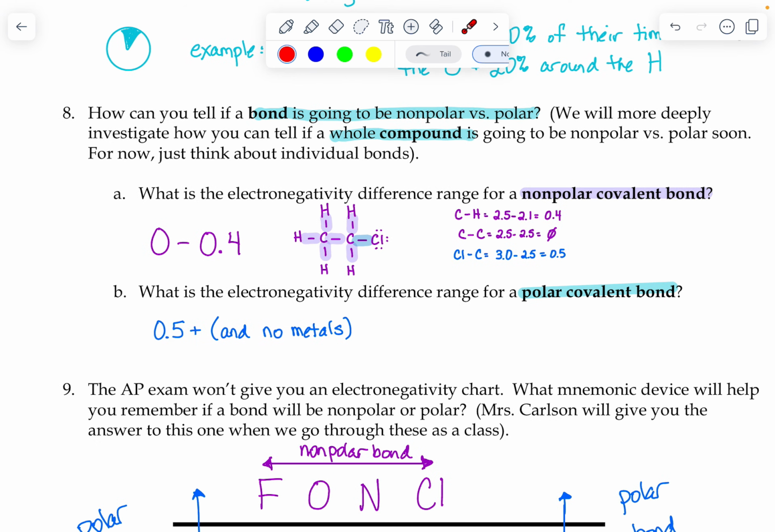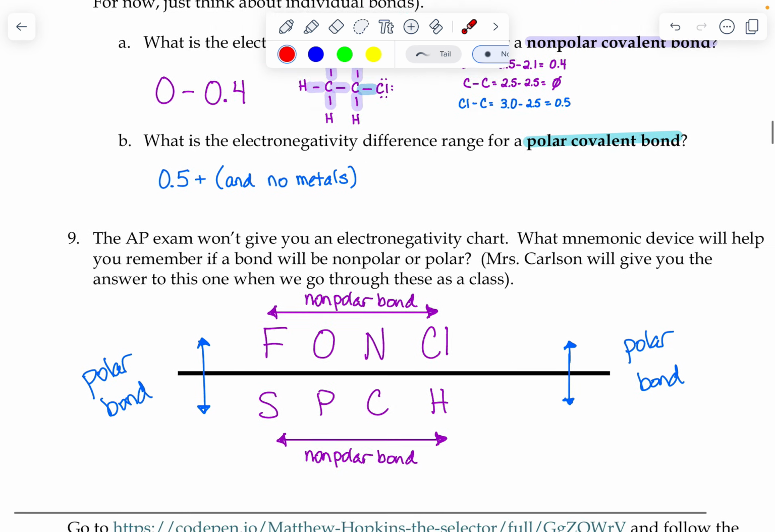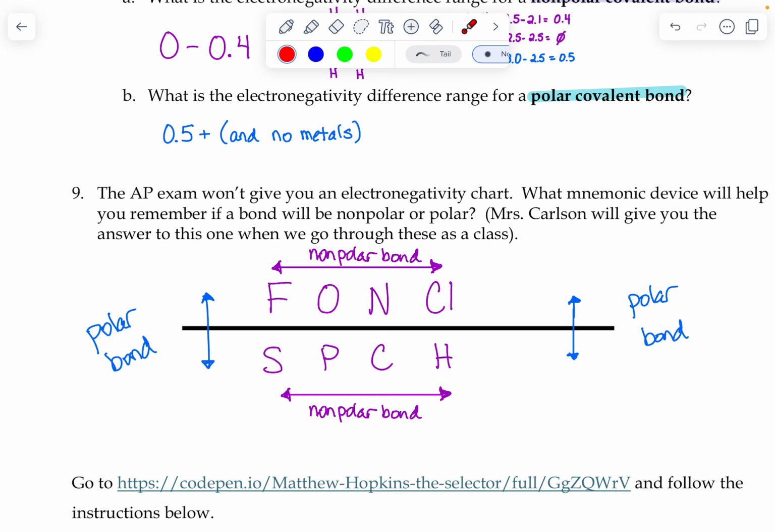But for this last bit, unfortunately, the AP exam does not give you an electronegativity chart. So how are you going to know if a bond is going to be polar or not? I have this little mnemonic device. I'd like you to think of a couple words here: phone call and speech. Phone call, if you want to spell it out phonetically, F-O-N-C-L: fluorine, oxygen, nitrogen, and chlorine. And then I have this big dark bar, and underneath, think of the word speech: S, sulfur, P, phosphorus, C, carbon, and H, hydrogen.